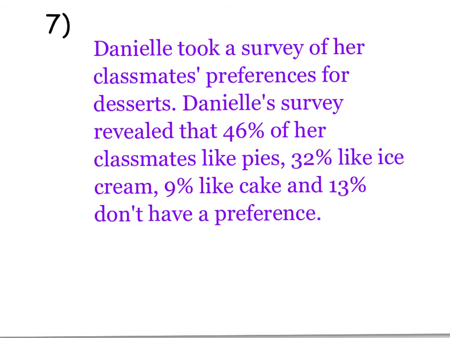Number 7, Danielle took a survey of her classmates' preferences for desserts. Danielle's survey revealed that 46% of her classmates like pies, 32% like ice cream, 9% like cake, and 13% don't have a preference. Pause the video, write down your answer. And you should have chosen circle graph. This one, since it shows you that there are percentages, circle graph is the best choice.